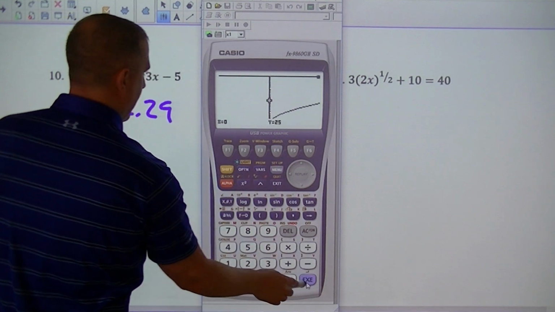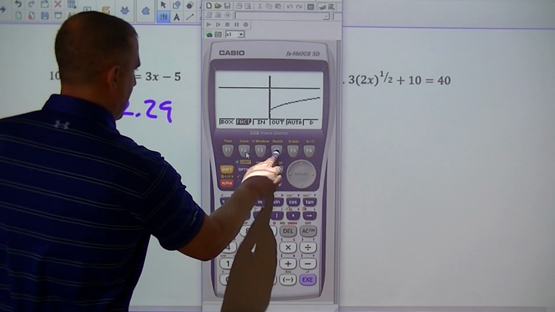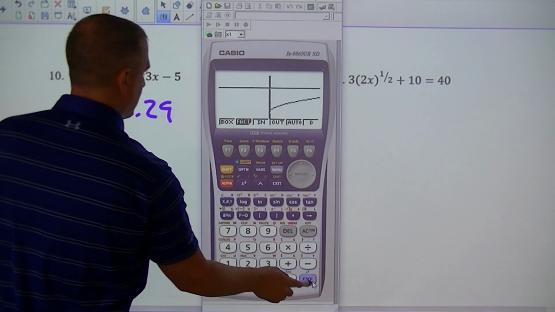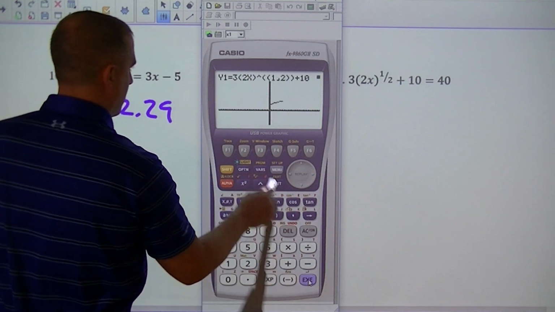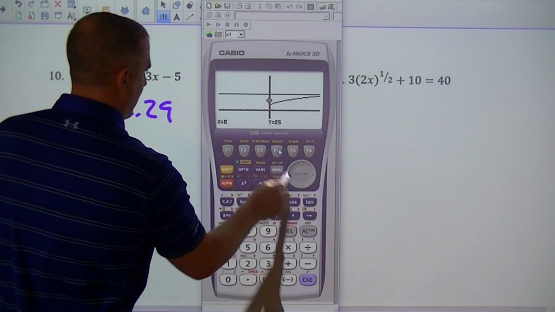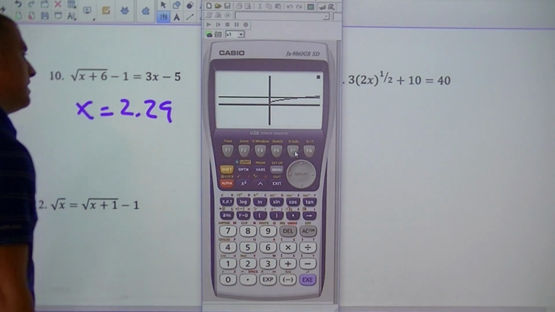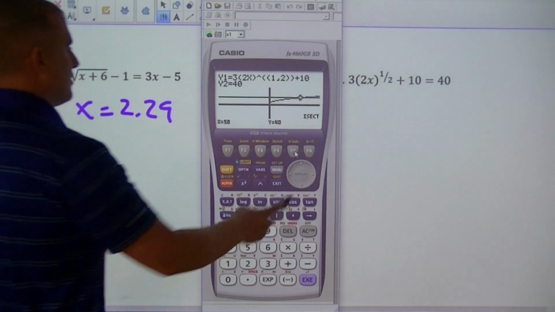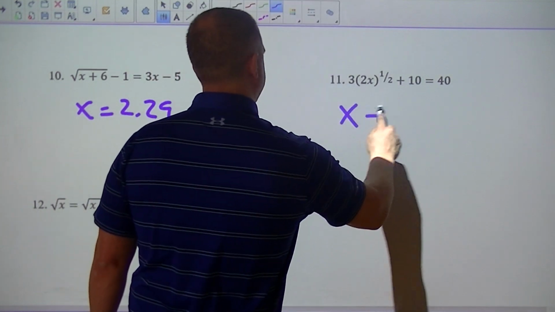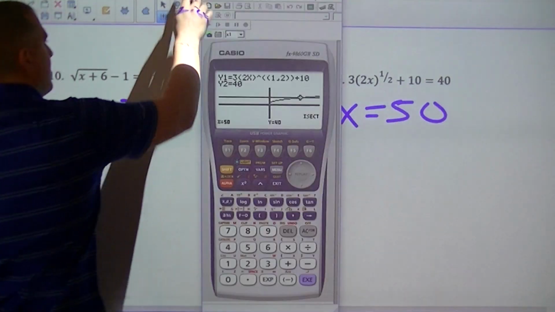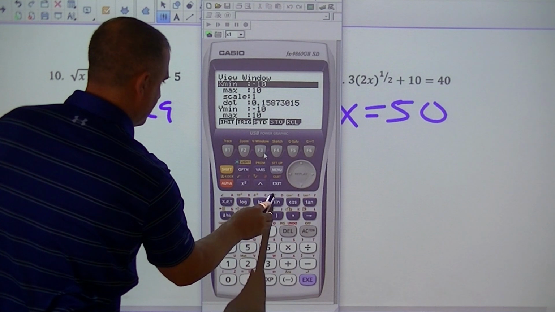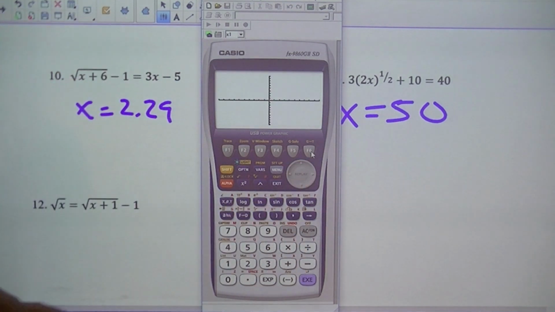Zoom out, execute. Zoom out, execute. Okay, zoom out, execute. And I want to do it till I have a cross, G solve intersect. I get 50 on this one. All right, x equals 50. Now I'm going to return my calculator, F3 twice, exit draw, and I'm back to normal.